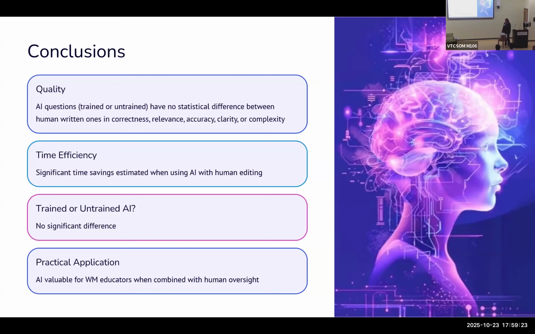And then trained versus untrained, no significant difference, as I said. Hopefully this gives you a little bit of practical application. Next time you need to write a test question, if it's generic, you can use that large language model. If you want your learners to read a specific journal article, then use a trained version: put that journal article in and ask for your questions. You'll find the more you play with the prompt, the better questions you can get.